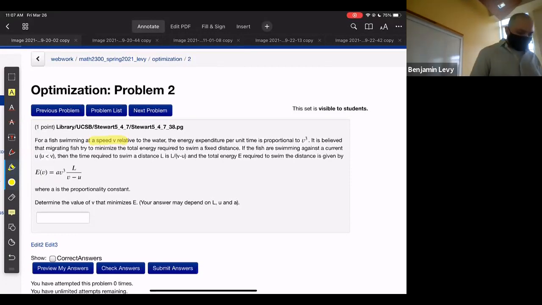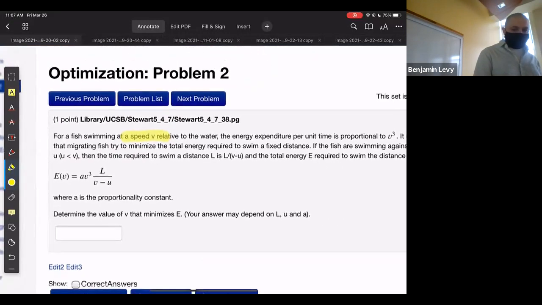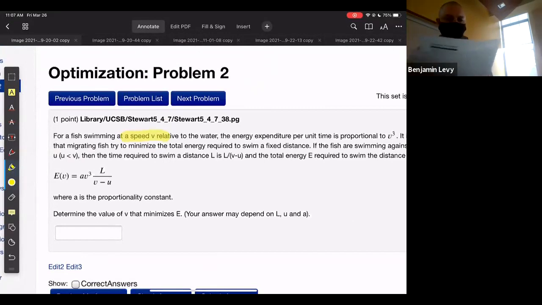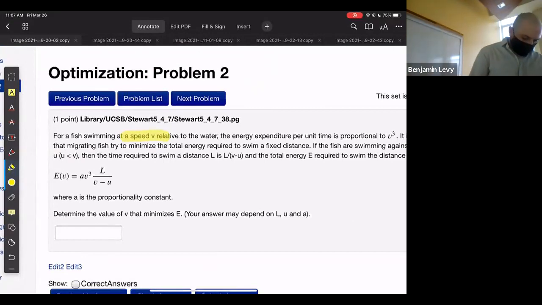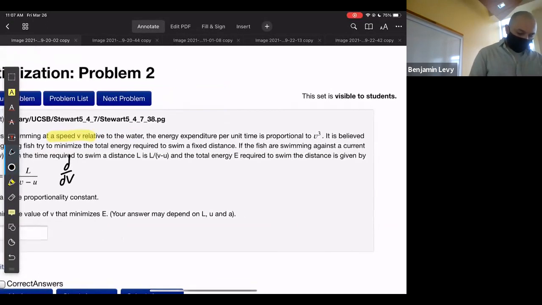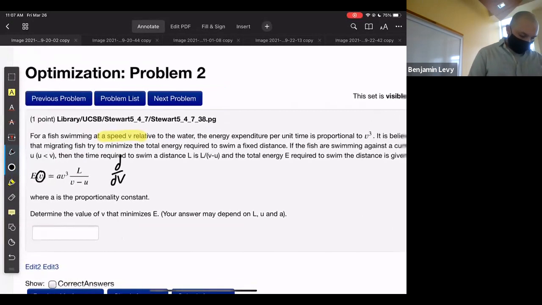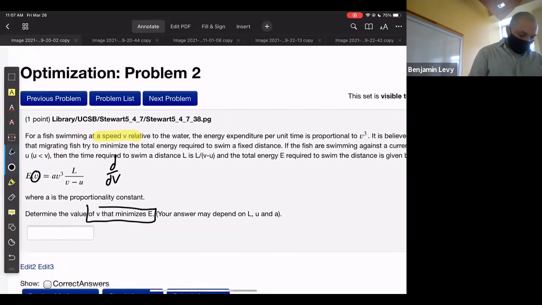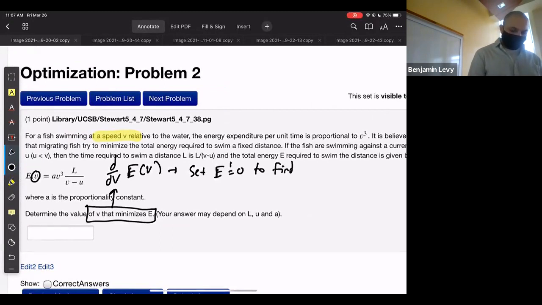The confusing thing is, what do you actually do, because it's all variables? The question wants us to take a V derivative, because you can see V is the variable, and it also wants us to determine the value of V that minimizes E. So this is telling us to take a V derivative of E, and then we set E prime equal to 0 to find the critical points. Then we'll figure out which is a min.